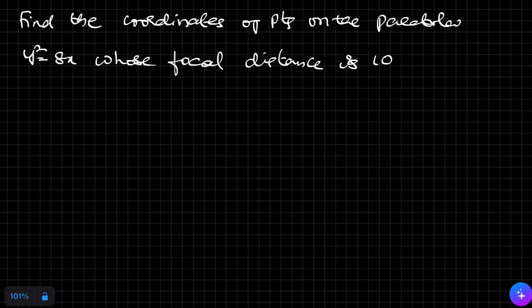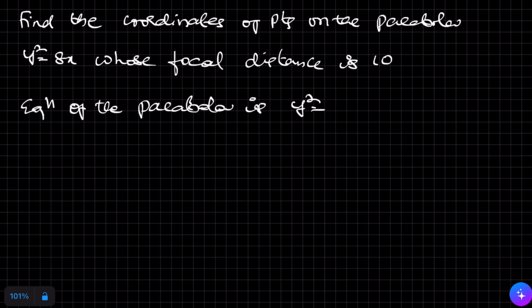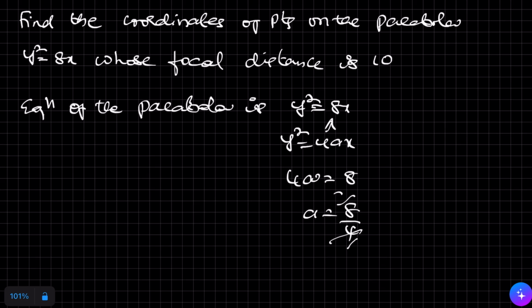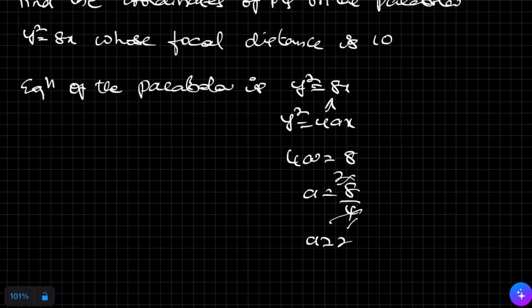Let us do one more similar question. So in this question, equation of the parabola is given as y square equal to 8x. So let us compare this with standard form of parabola y square equal to 4x. So when I compare, we'll get 4a equal to 8, a equal to 8 by 4, 4 twos are 8. The value of a is 2.